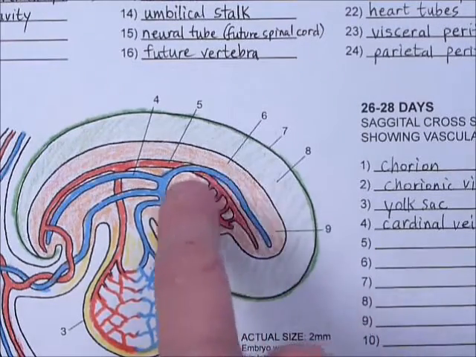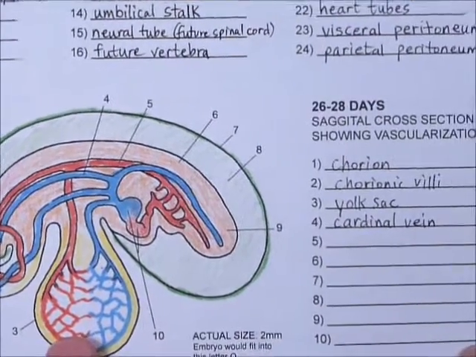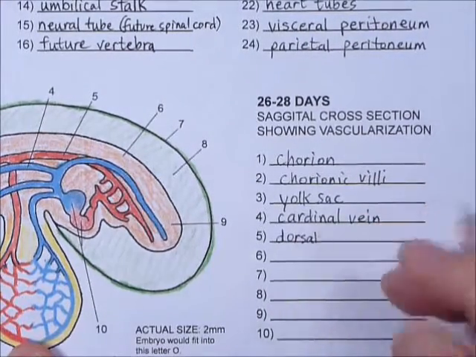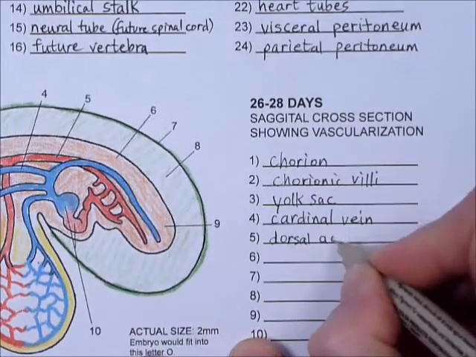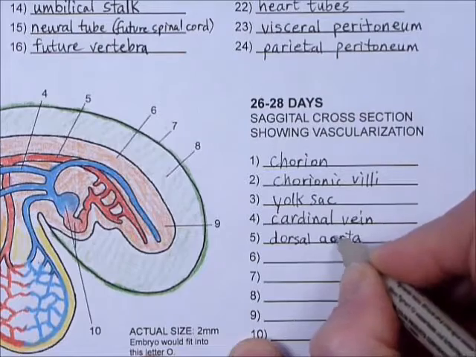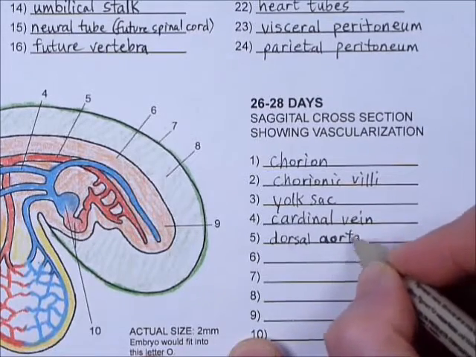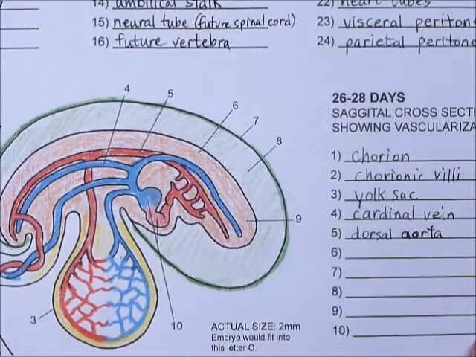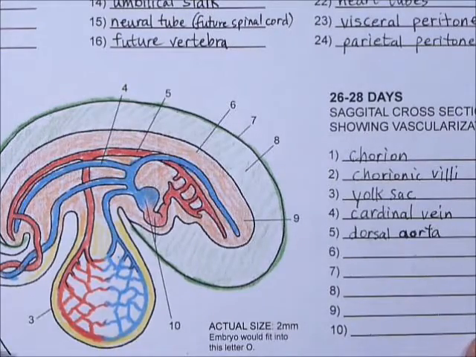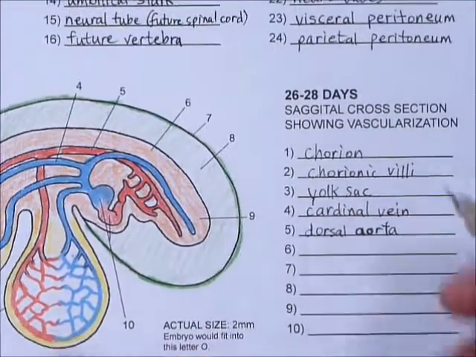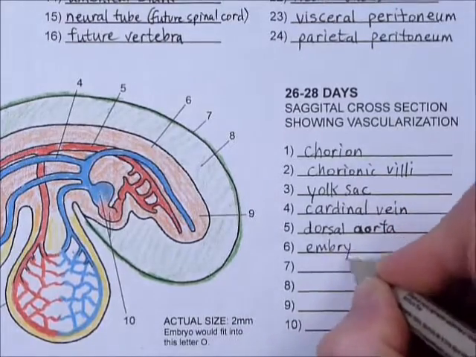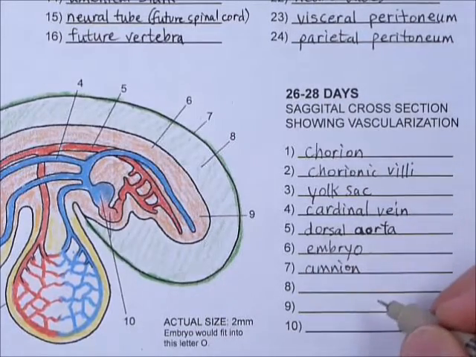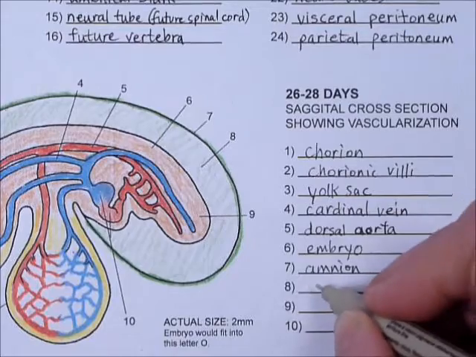And number 5, pointing to the red one running behind, is called the dorsal aorta. Dorsal, you should know by now, means back, and aorta is what you call really large veins coming out of the heart. And we'll see that word again when we study the heart. So that is the dorsal aorta. Number 6 is just pointing to this whole thing. It's the embryo. And 7 is the amnion. 8 is the amniotic cavity.